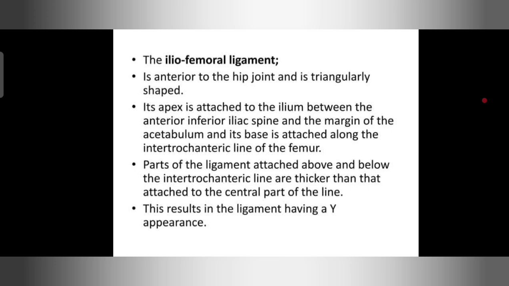Its apex is attached to the ilium between the anterior inferior iliac spine and the margin of the acetabulum, and its base is attached along the intertrochanteric line of the femur. The parts of the ligament attached above and below the intertrochanteric line are thicker than that attached to the central part of the line. This results in the ligament having a Y appearance.